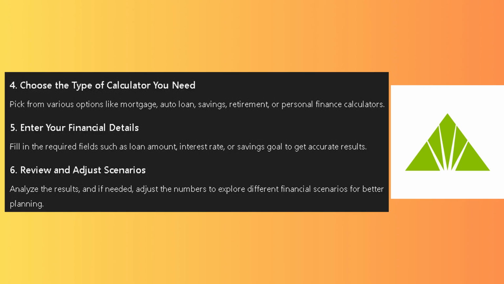Enter your financial details. Fill in your required financial details, such as your loan amount, your interest rate, savings goal, or more to get an accurate result. Review and adjust the scenario. Analyze the result and, if you need to, adjust the numbers to explore different financial scenarios for better planning. Now you know how to access your financial calculator on Regions Bank.